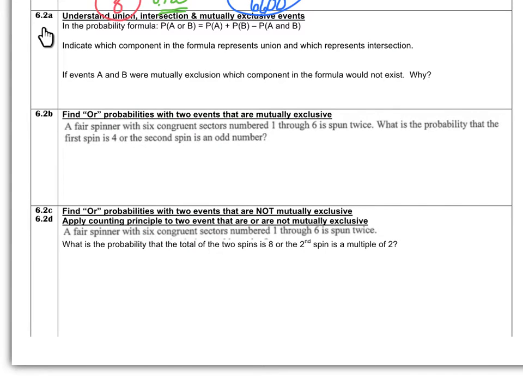In 6.2a, we're going to understand union, intersection, and mutually exclusive events. Here we have the probability formula. The probability of A or B is equal to the probability of A plus the probability of B minus the probability of A and B. Here it asks, indicate which component in the formula represents union and which represents intersection.